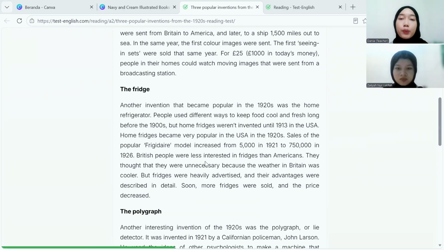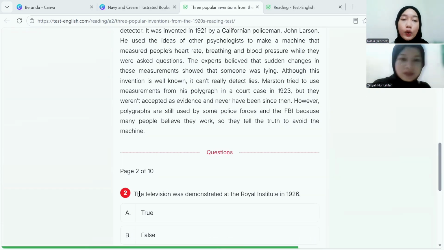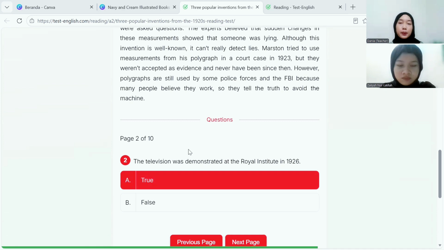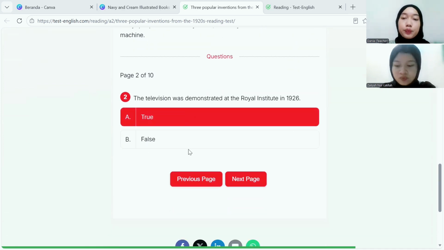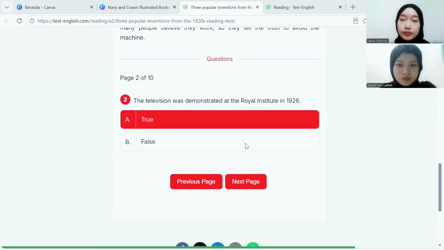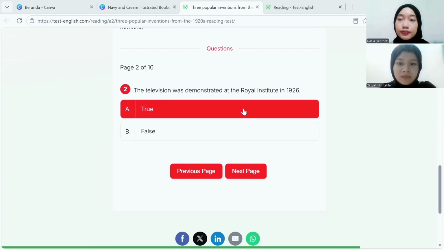So this means the information in the text matches the statement in the question. So the statement is true. So that's how we apply scanning strategies. Do you have any question about this strategy, students? Okay, if you don't have any question, it's time for you to apply them independently.